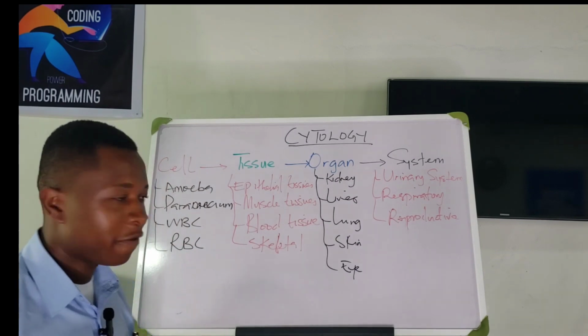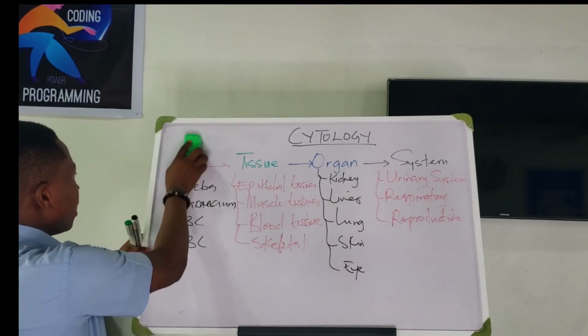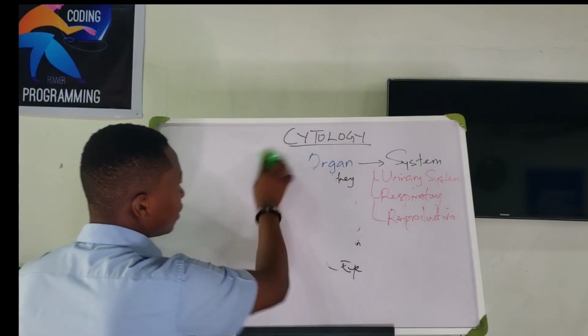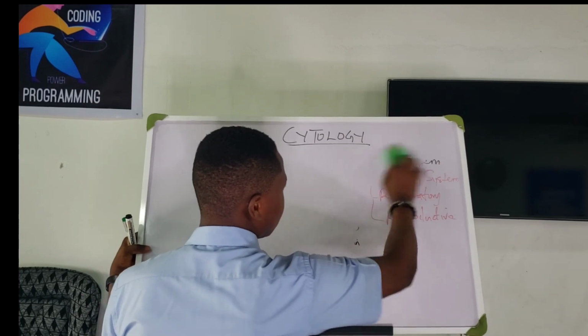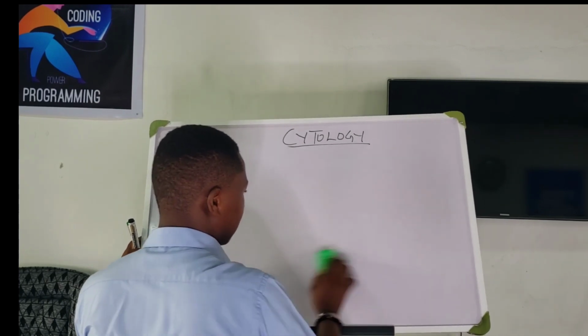So this is the organization of life from the less complex to the most complex. Next we are going to be looking at the forms in which cells can exist.